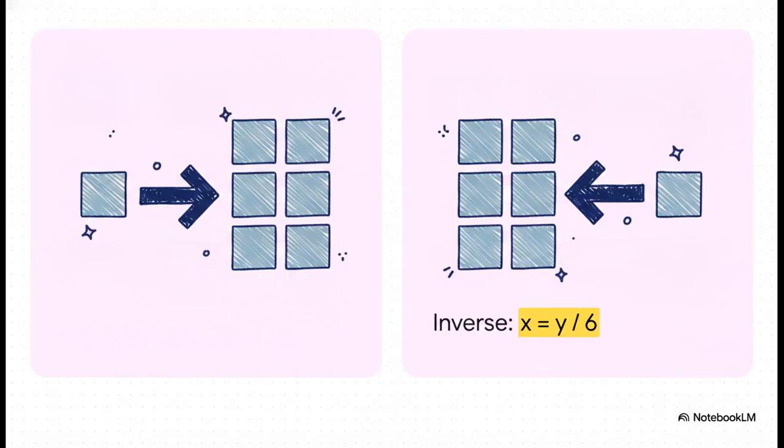If we have a standard equation like y equals 6x, well, our machine originally multiplies the input by 6. To find the inverse equation, we hack it by doing the total opposite. We take our output y and we divide it by 6, which gets us right back to our original x.